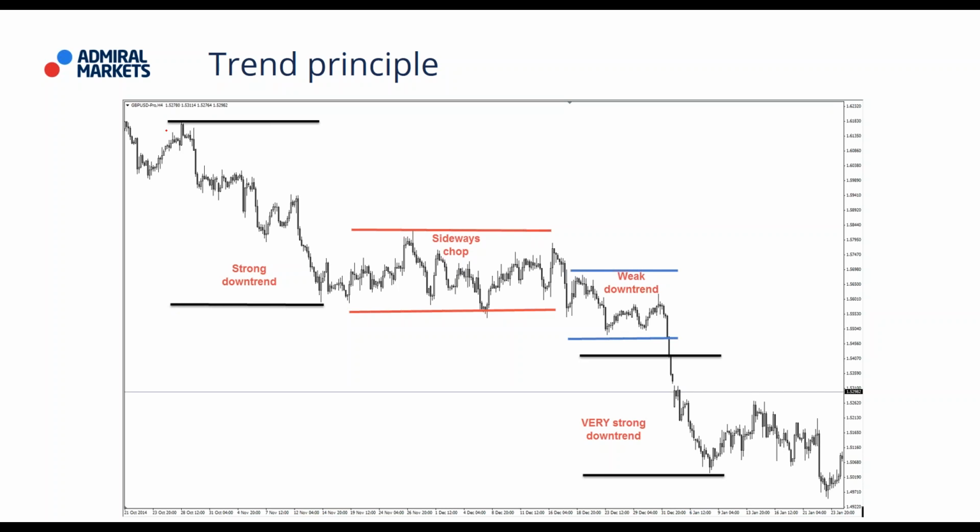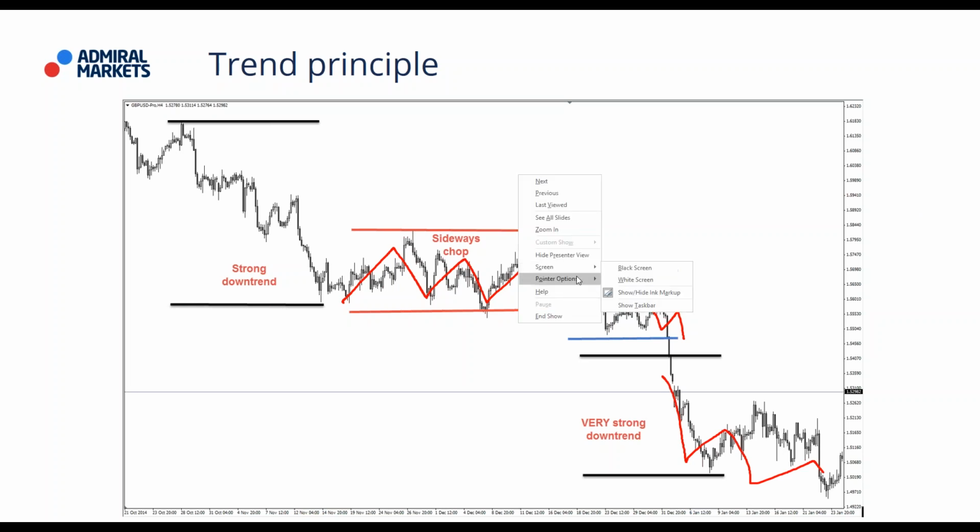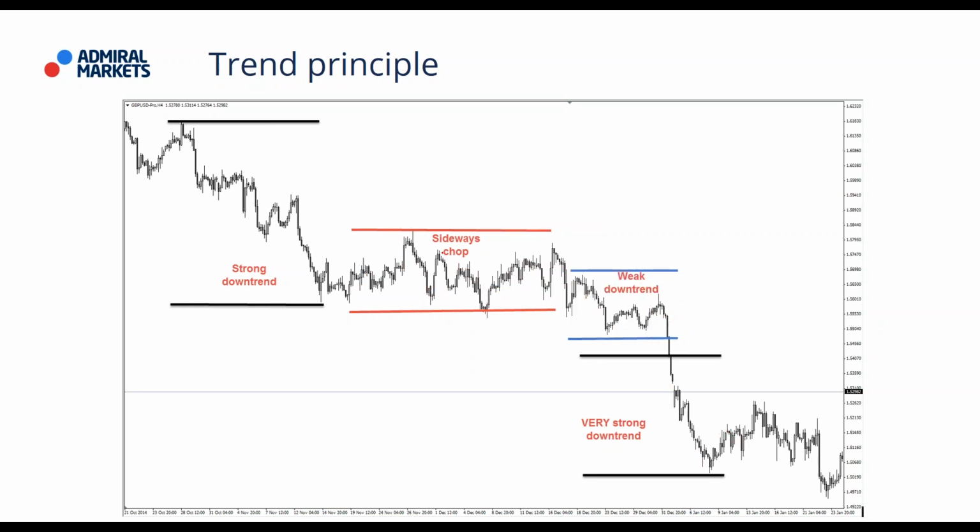Trend principle. This is a strong downtrend. Now we have sideways chop, weak downtrend, and very strong downtrend. You always need to understand if there is a weak downtrend or strong downtrend or uptrend. The point is, when there is sideways chop, you better stay out of the trade. Or if you're eager to make a position, define your entry point and don't go for multiple positions, because in sideways chop, multiple position trading will probably lead to loss of your account.